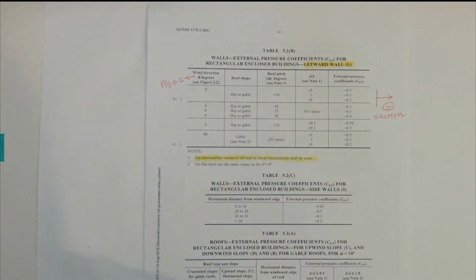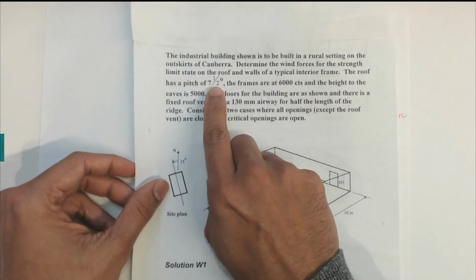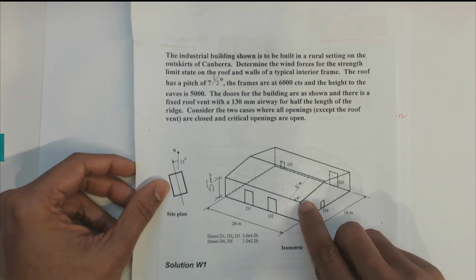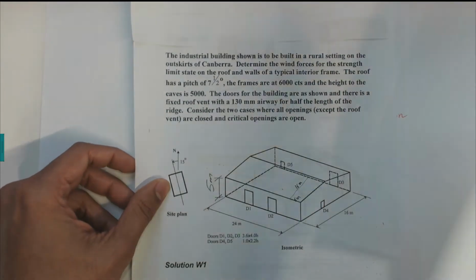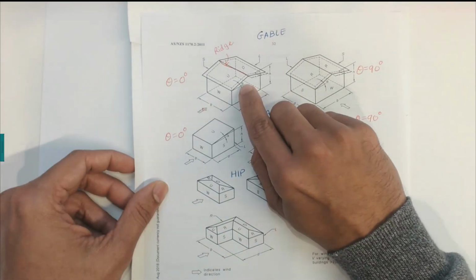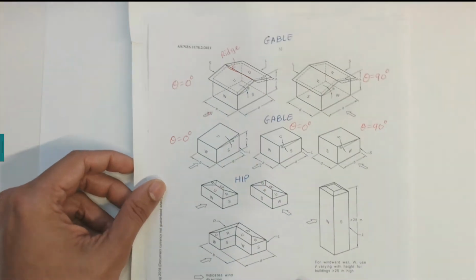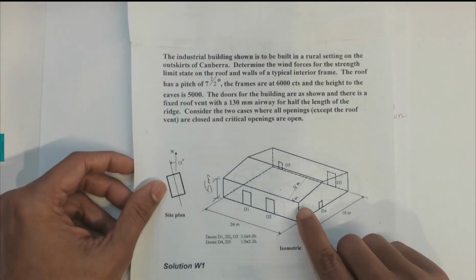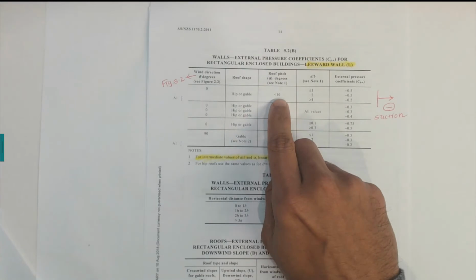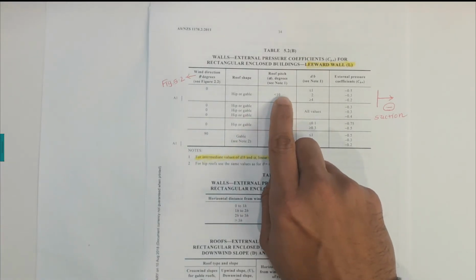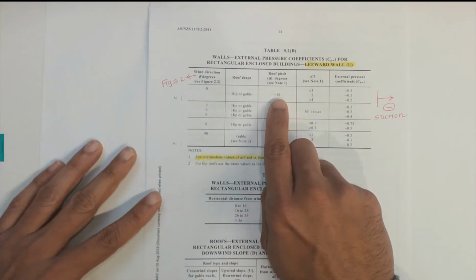So the roof pitch is given in the question. Alpha is equal to 7.5. That alpha is here, if I can show it here in the figure, that is the roof pitch alpha. That alpha is given in the question, which is 7.5. So we have a value of alpha of 7.5, which is less than 10.